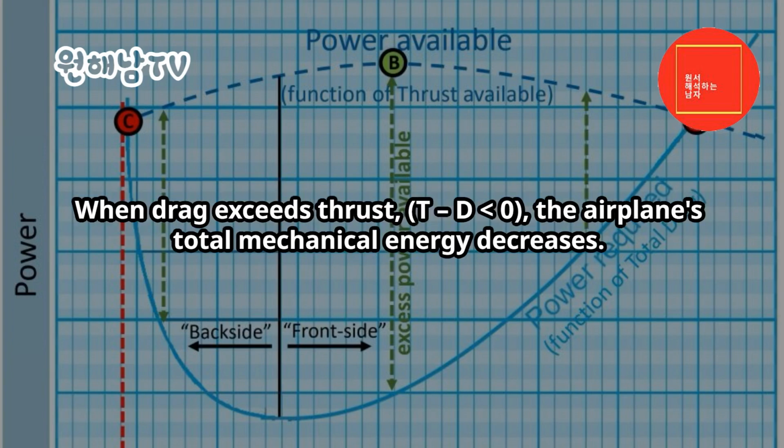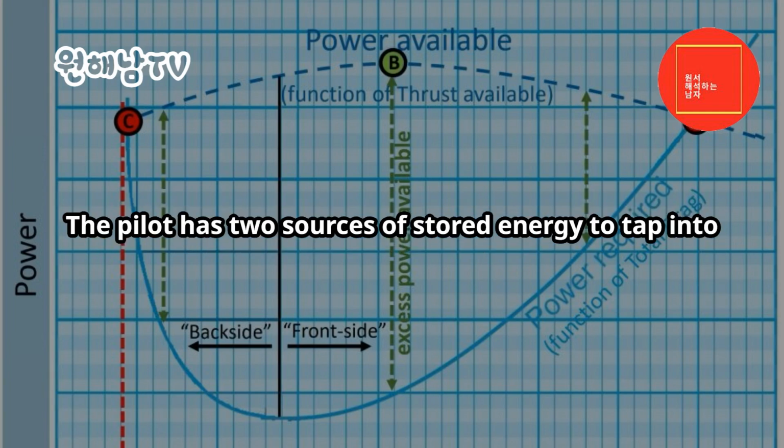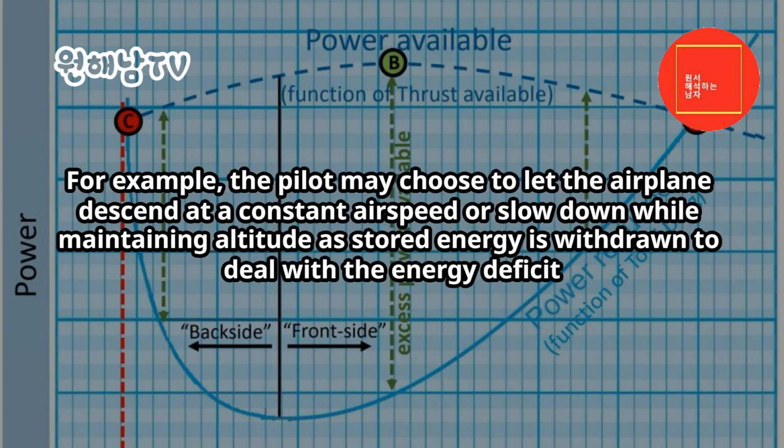When drag exceeds thrust, T - D is less than 0, and the airplane's total mechanical energy decreases. The pilot has two sources of stored energy to tap into. For example, the pilot may choose to let the airplane descend at a constant airspeed or slow down while maintaining altitude, as stored energy is withdrawn to deal with the energy deficit.